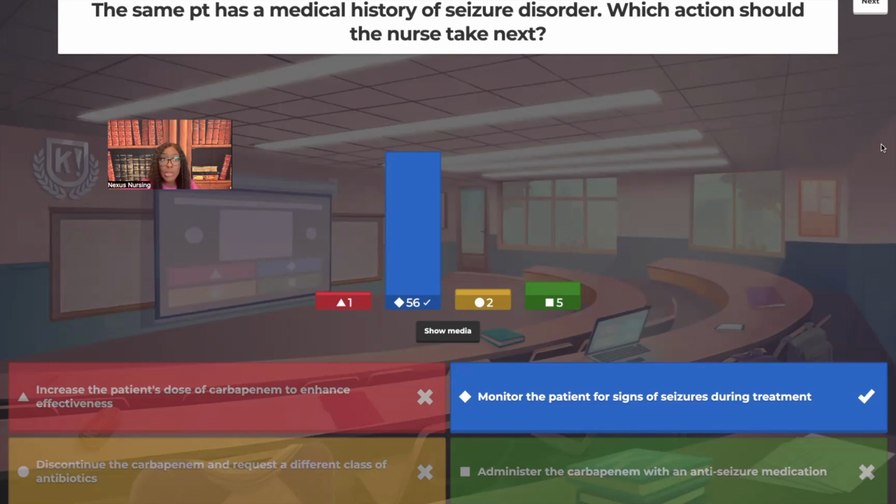Bed's going to be in the lowest position. Side rails are going to be padded. Patient's going to have decreased stimuli. You're not going to have the TV on, the radio on. The patient's not going to be next to the nurse's station where everybody's talking and there's all this activity. We're trying to what? Decrease activity. The lights are going to be dim, right? No bright lights. We're trying to decrease activity. Patient's going to be on seizure precautions.